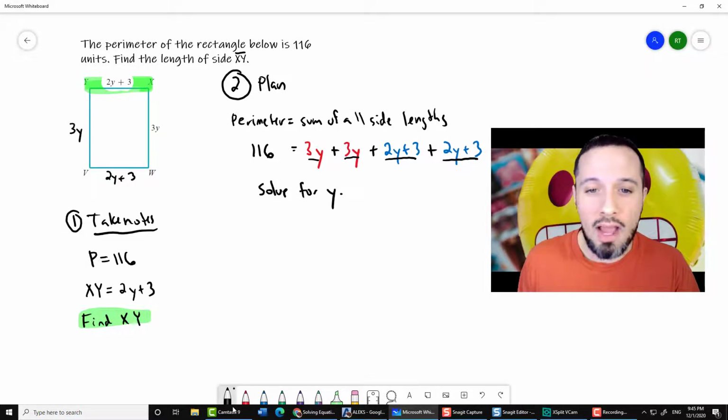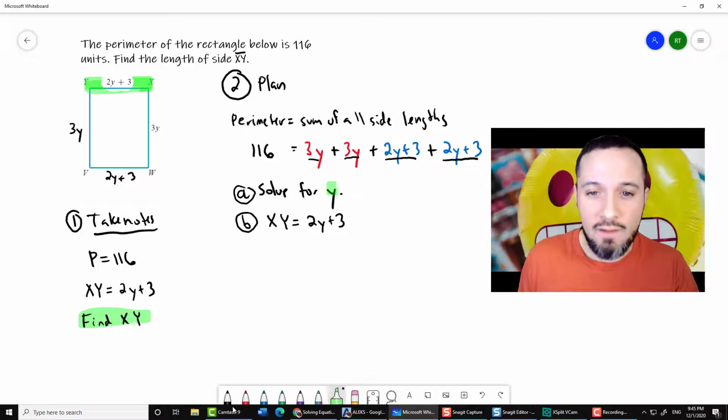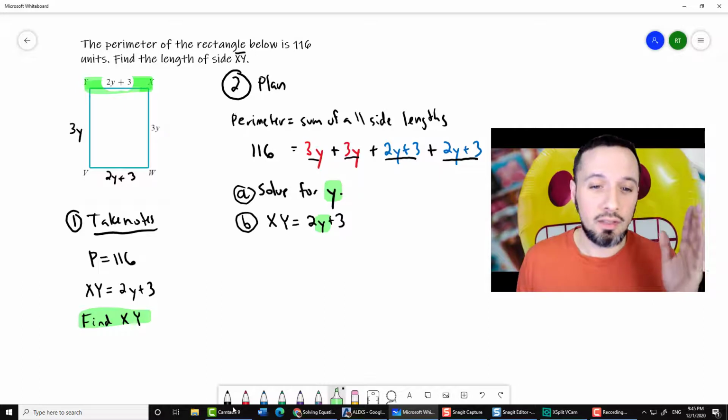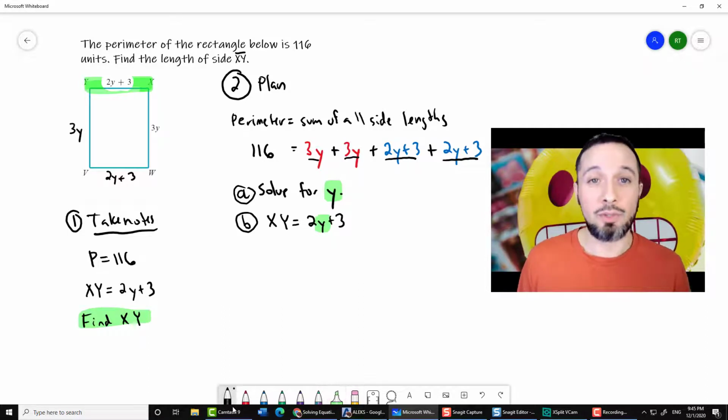So once you find y, I'm going to put a little, this is my step A is solve for y. Step B would be, once I solve for y, I can see that xy is equal to 2y plus 3, which means I have to take the y value and replace it in here to figure out the length of that side xy. So that's my plan. Solve for y, whatever that number is, substitute it in place of the expression 2y plus 3, and that'll tell me the length of xy. And that's the plan. That means we can move on to step 3 now.